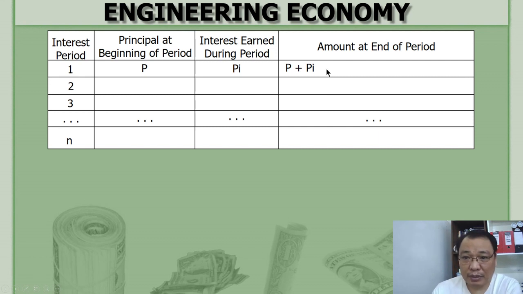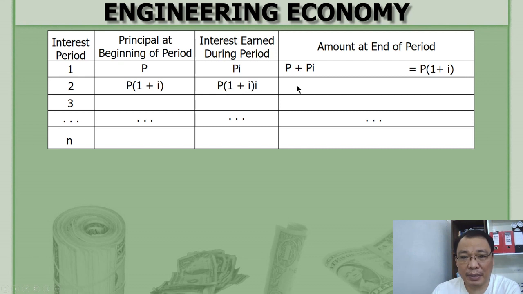Or, i-factor out mo ang P, that's P times 1 plus I, di ba? So, pag start sa second period, ang principal is P times 1 plus I. And then, for the second period, mo earn siya ang interest na I percent. So, P times 1 plus I times I.